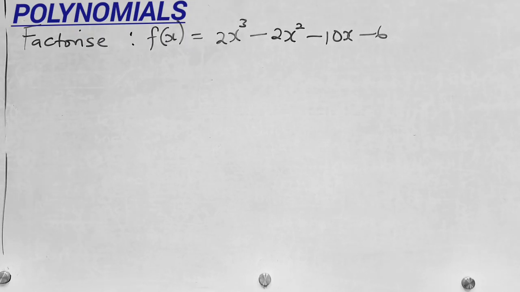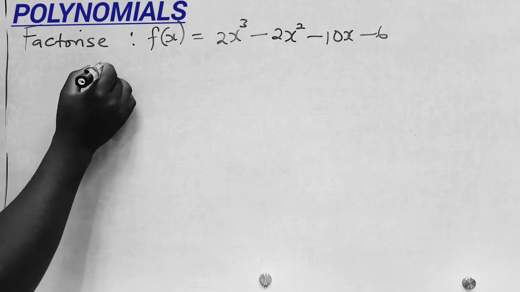Here we're given a polynomial, which is a cubic function, 2x cubed minus 2x squared minus 10x minus 6. The question is saying factorize this trinomial. So what we need to do here, we use the trial and error method to find the first factor of our function. So we can try f of minus 1 as our first one.